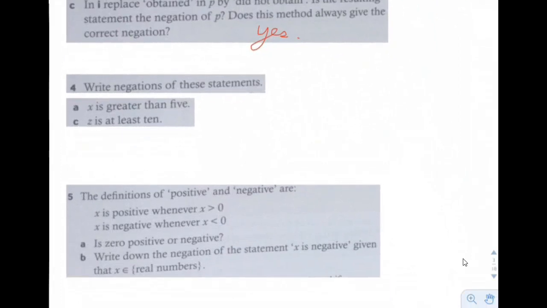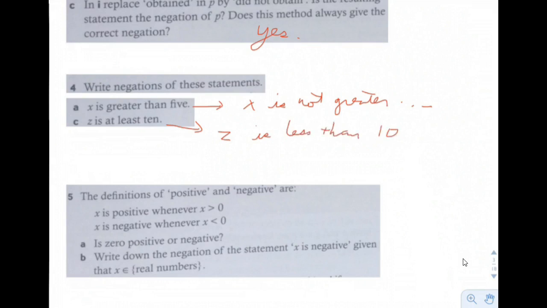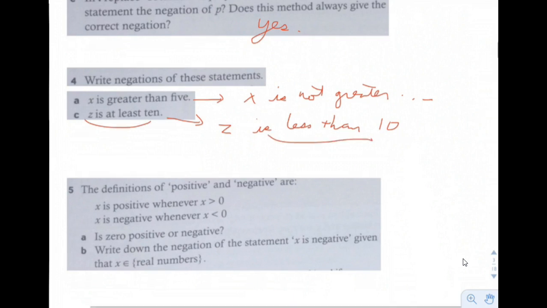Write negations of these statements. So x is greater than 5. So we could say x is not greater than 5. z is at least 10. Now we could say z is not at least 10, but that sounds really awkward, right? So can we try to say it in different words? At least 10 means it's like 10 or more, right? So maybe we could say z is less than 10. Is that okay? Yeah, because if it's 10, then this is true, and if it's less than 10, then this is true. Okay, that's all right.